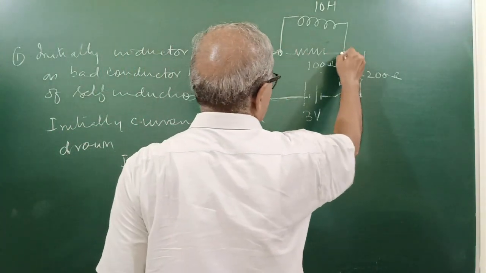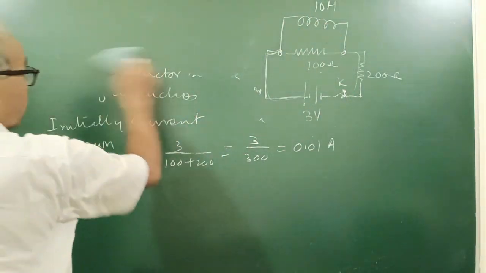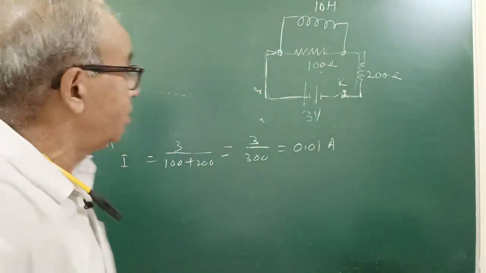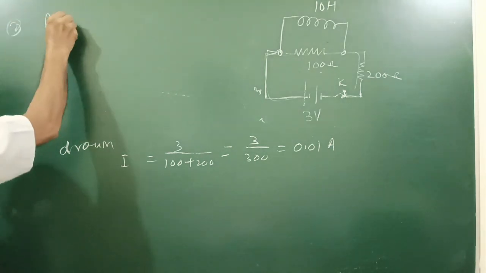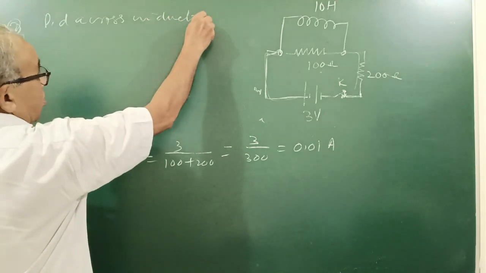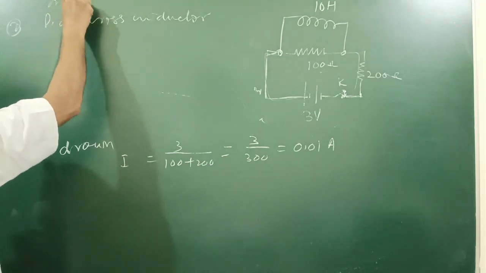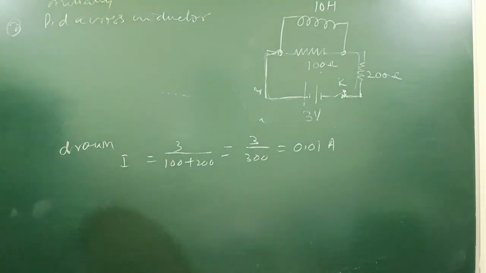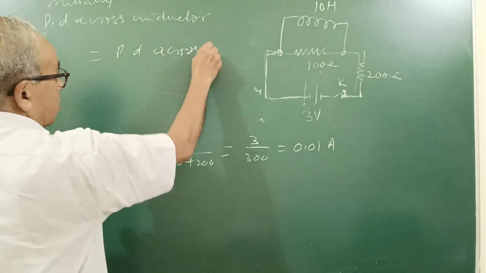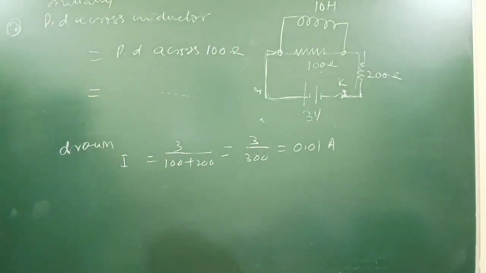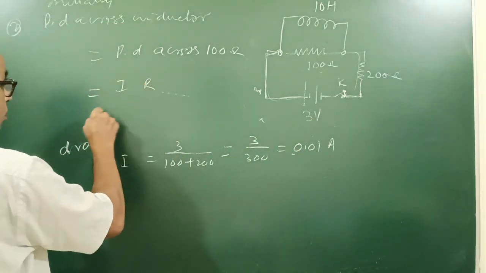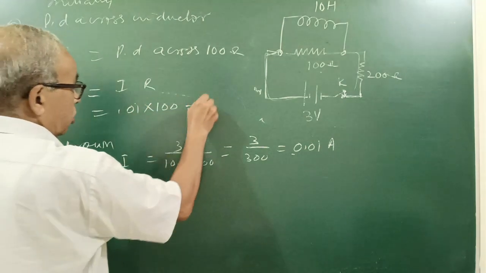Now we are asked the potential difference across the inductor. Number 2 part. Initially, the 100 ohm resistance and the 10 henry inductor are in parallel. So initially, the potential difference across the inductor is equal to the potential difference across the 100 ohm. That is equal to I into R, 0.01 into 100, so it is 1 volt.